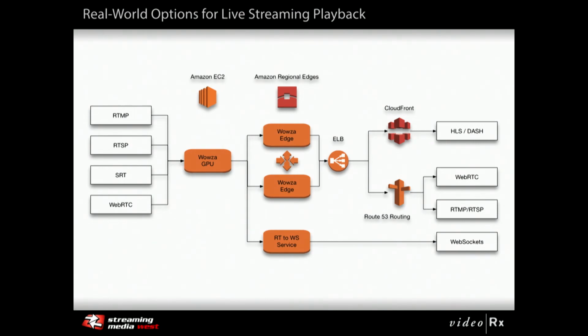Put a load balancer in front of your edges. There's three types: classic, application, and network. Usually NLBs are what we're using to have some flexibility with the TCP ports. You can put CloudFront in front of the ELB. You can have Route 53 routing in front of your ELB. Whatever you need to get specific formats out.